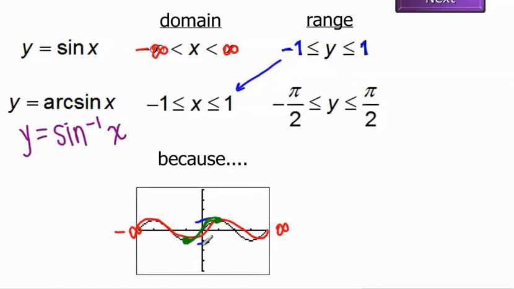So the lowest point would be y equals negative 1. The highest point would be y equals positive 1. So we're going to look at just this green section now. That's going to be the section that's going to give us all of the outputs of the original function from negative 1 to positive 1 without duplicating them.